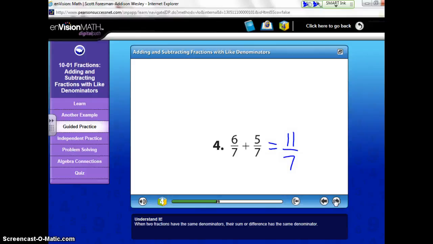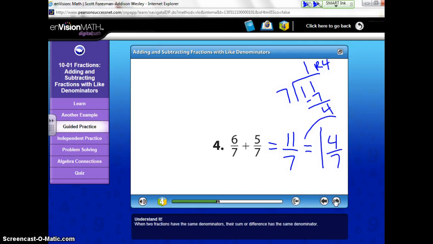You do divide. I'm going to do it up here. How many? 1. So how do I write that? 1 and 4 sevenths. Simple? Yeah. It is. So I'm done.